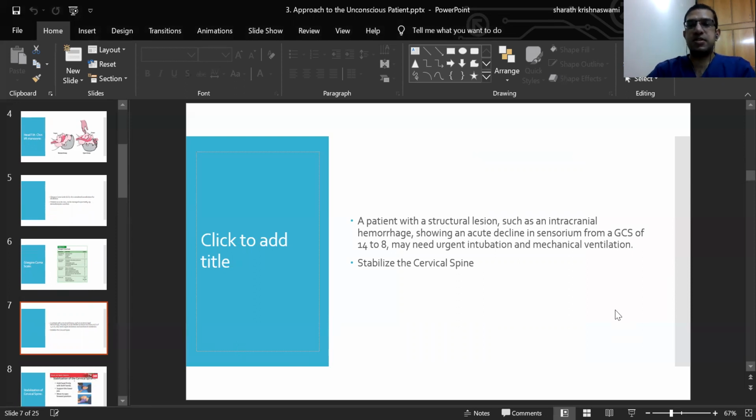Let's say a person has intracranial hemorrhage, which means bleeding in the brain, and his sensorium, his consciousness, falls from a GCS of 14 to 8. Such a patient will need urgent intubation and mechanical ventilation. It is also important to stabilize his cervical spine, which means the patient may have a fracture in the vertebrae of his neck. So it is important to stabilize the neck before you consider intubating the patient.